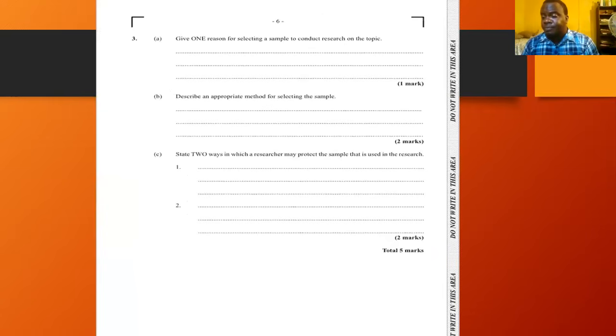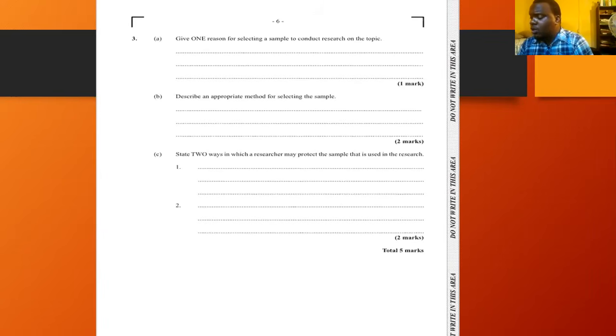All right. Sorry. So number 3 now says that you should give one reason for selecting the sample to conduct the research. All right.